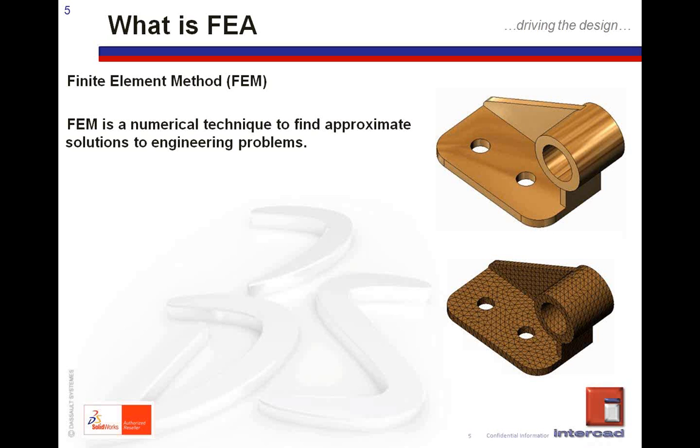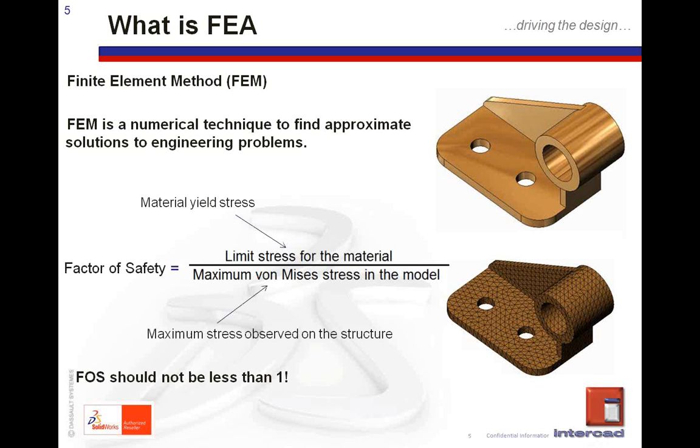During this webinar, we will use factor of safety concept frequently. So for those of you who are not familiar with this concept yet, I want to introduce it. Factor of safety is a term describing structural capacity of an engineering system. It is basically ratio of material limit stress and maximum stress observed on the system. In majority of the cases, it is convenient to use von Mises stress, so we're going to use von Mises stress throughout the session.